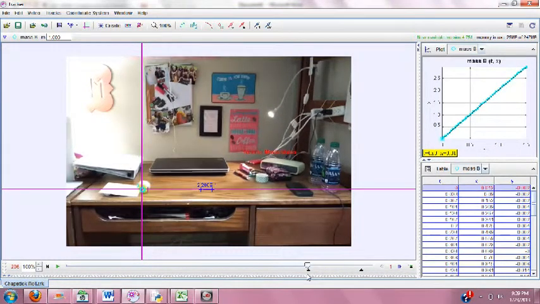I used the first time frame in order to set the origin of the coordinate system. I set it at the center of the round chapstick cap, right here. I chose this to be the positive x-axis so that the object is moving in the positive x direction away from the origin. I took the center of the chapstick cap as the average position.